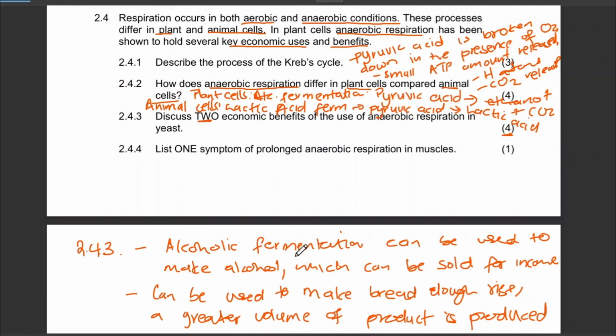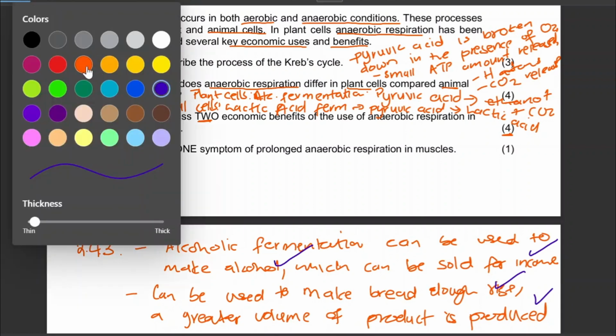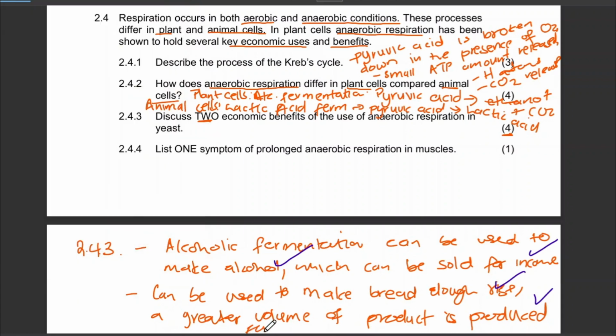How will this be marked? Alcohol fermentation can be used to make alcohol, and that will be sold for income. Bread dough rises, a greater volume of the product is produced for greater profit. I'm supposed to add here, for greater profit. It's all about making money.